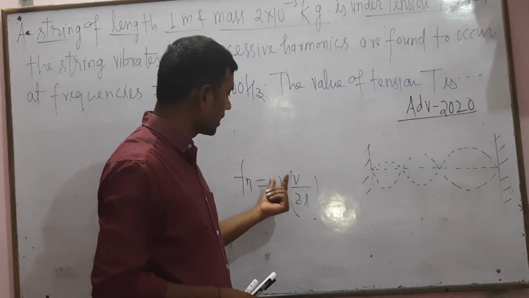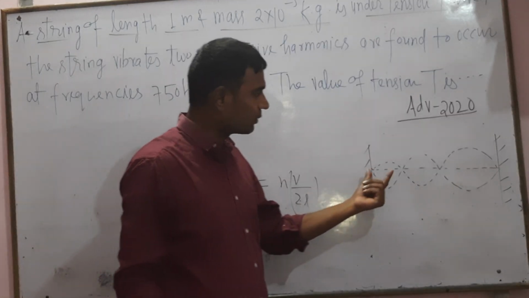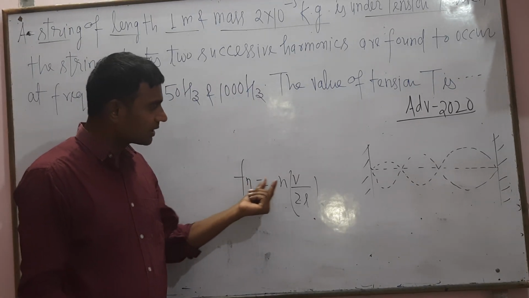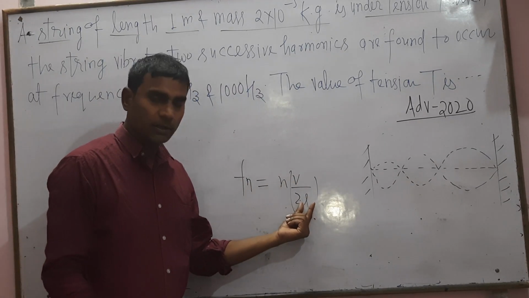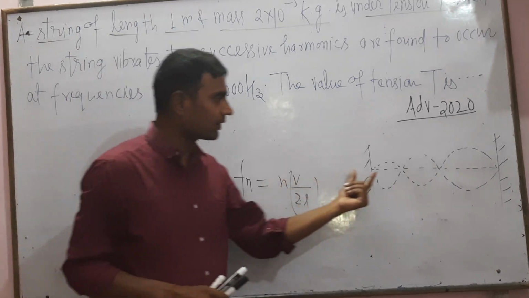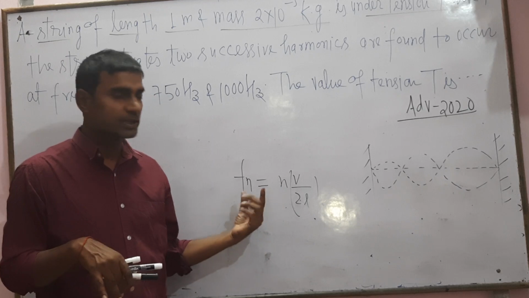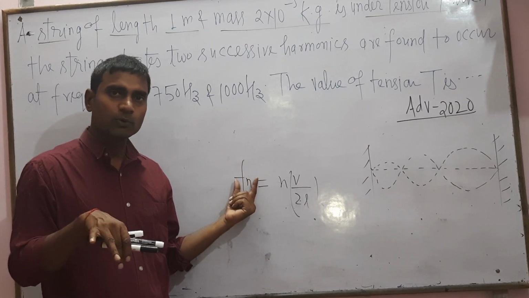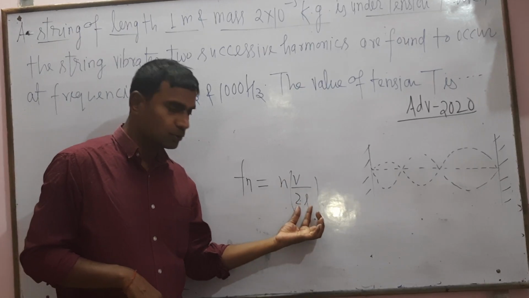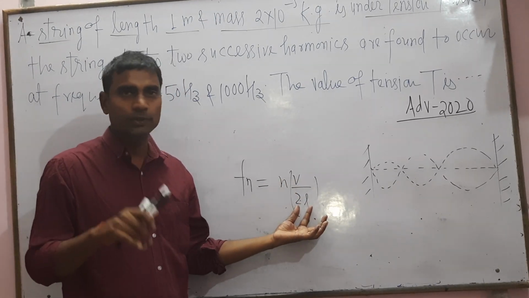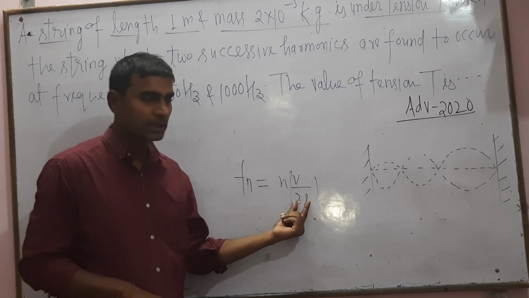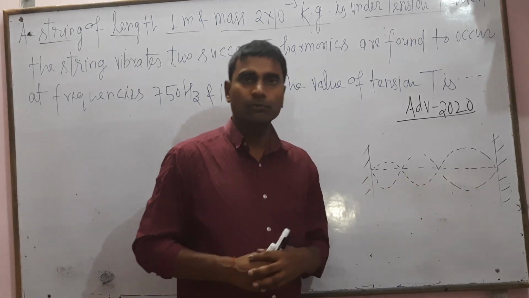Let us suppose the nth harmonic frequency. If the number of loops is equal to 3, then that is the third harmonic frequency, 3 into V by 2L. n means the number of loops, or we can say the nth harmonic. If we need the third harmonic, then F3 equals 3 into V by 2L. If we need the fourth harmonic, then F4 equals 4 into V by 2L, and the number of loops equals 4.